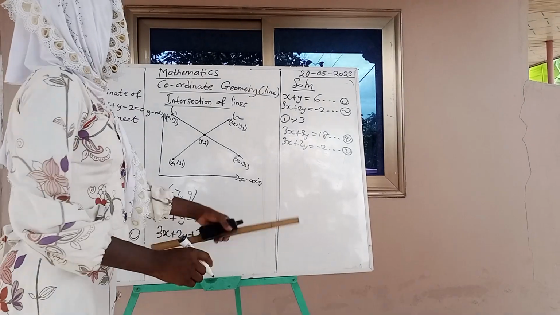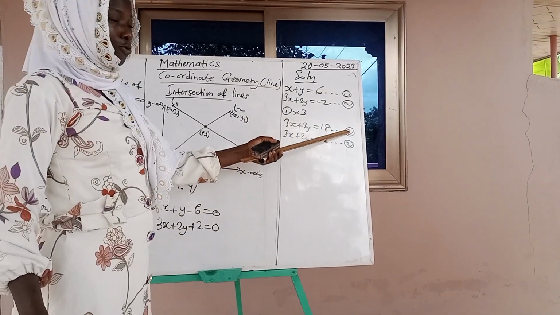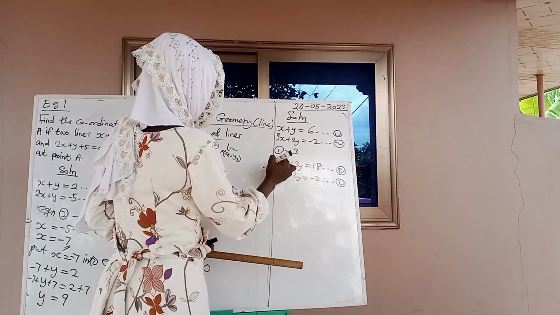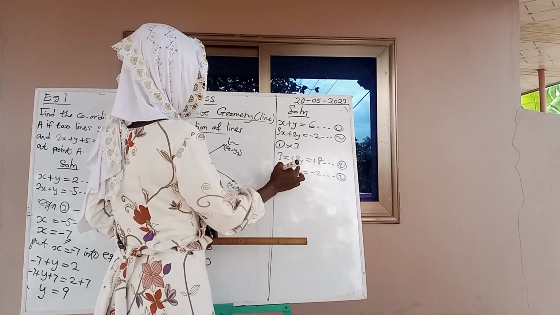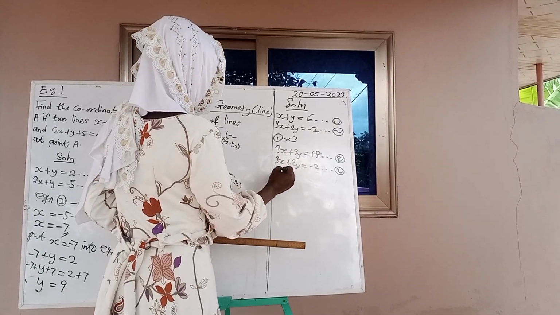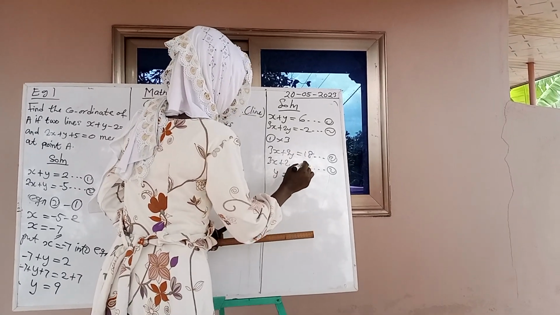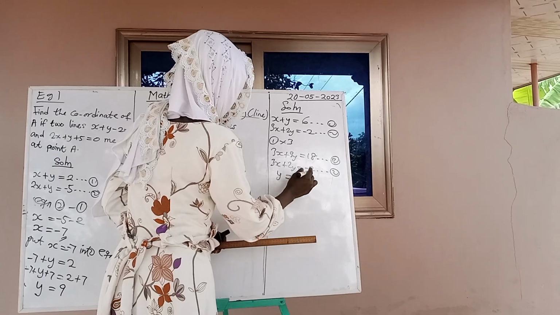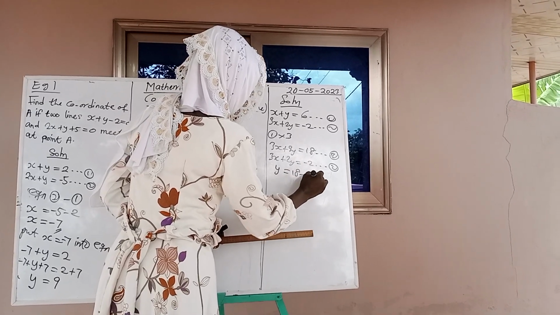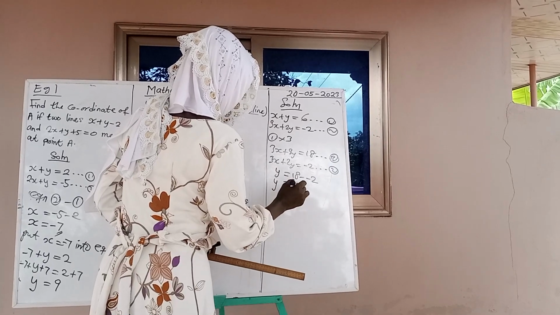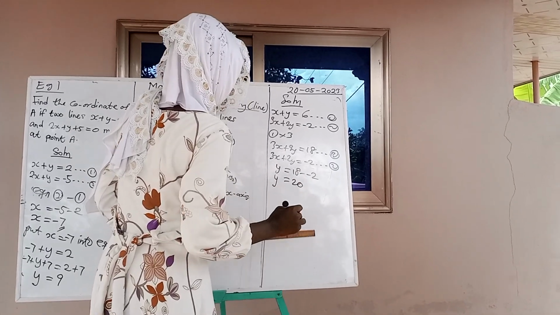So quickly, let's subtract equation 2 from equation 3. We are going to get 0 for the x portion. And 3 minus 2, we are going to get y, which is equal to 18 minus negative 2. So we are going to get y is equal to 20. So we have y to be 20.